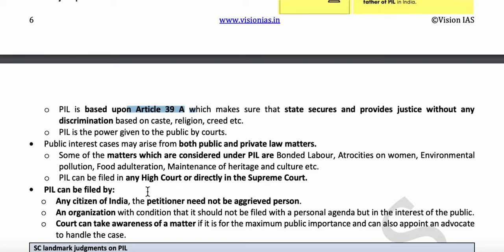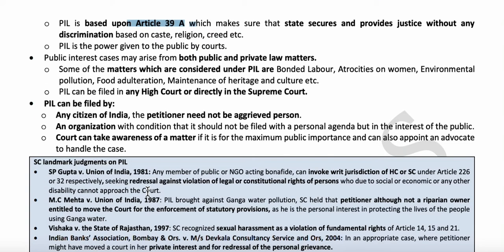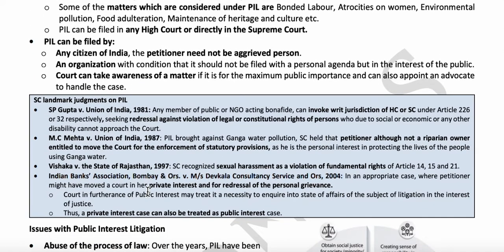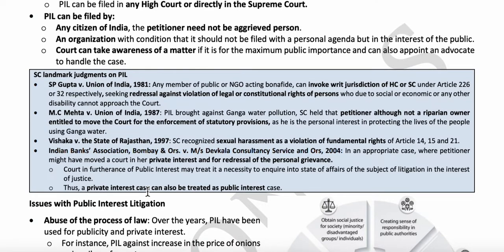Some of the landmark judgment cases of public interest litigation are: the first is the SP Gupta versus Union of India case, 1981. In this case, the Supreme Court stated that any person can approach the court under writ jurisdiction under Article 226. Now what is this Article 226?